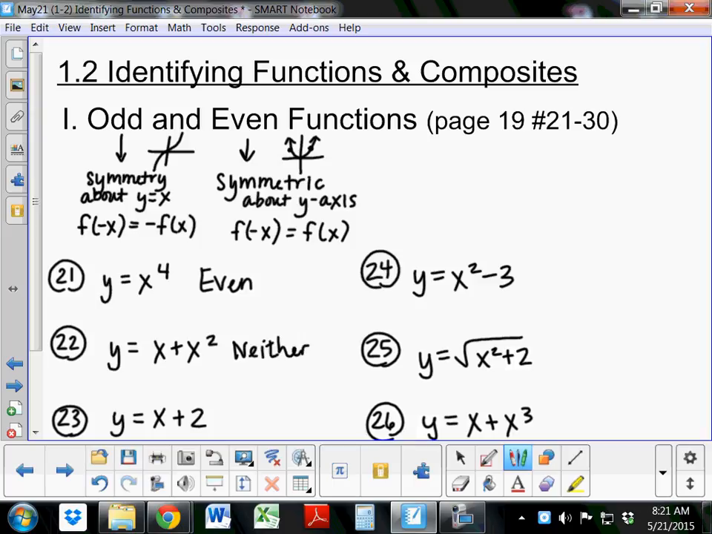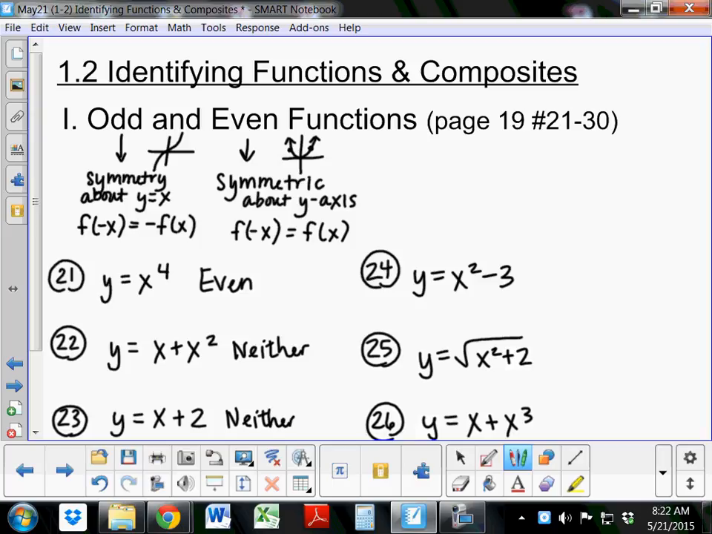What about the one down below? You guys agree with them? Where are my other ones? Going with? One person said neither. You guys agree? If I plug in a positive and a negative number, definitely the answer is going to change. But if I plug in a negative number, it is going to actually give me a different result. So this would be a neither.